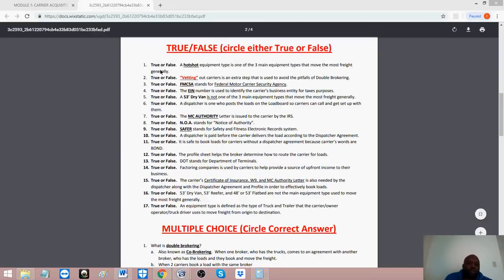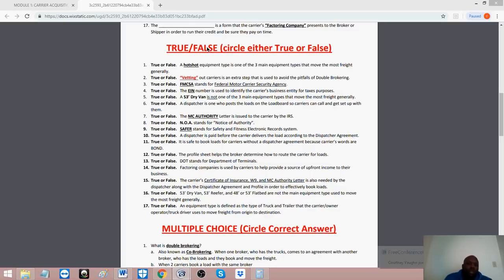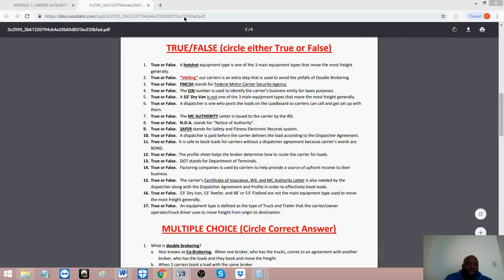Okay, so let's go to true and false. Number 1, you can just put T for true and F for false. A hotshot equipment type is one of the 3 main equipment types that move the most freight. That is false. Because the 3 equipment types are what? The dry vans, the flatbeds, and the reefers.